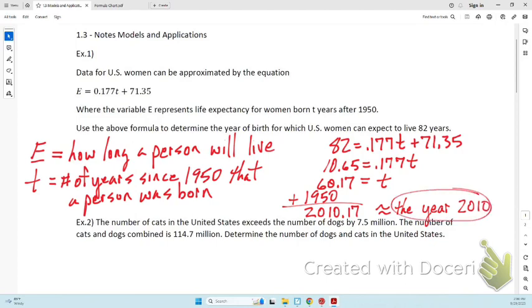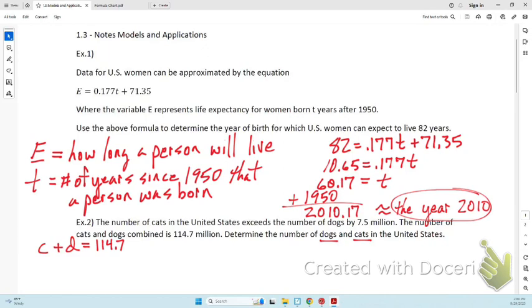All right. On number 2, I would hit pause and try and think of 2 equations you can write. We have 2 unknowns, dogs and cats. That means we need 2 equations. So the first equation is you need to make sure they add up to the grand total, which is 114.7 million.